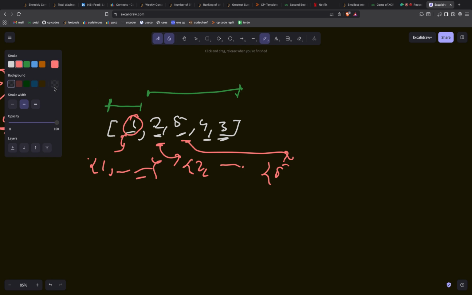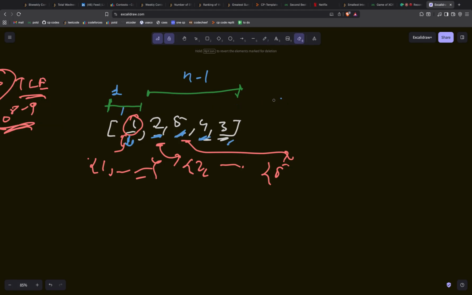So how many choices do I have for the starting? I have one choice only. My subarray could only start from this index. So I have one choice in the starting index for the first element to be in the subarray, and my ending has n choices. I can end here, here, here, or here. My subarray would have 1, right?